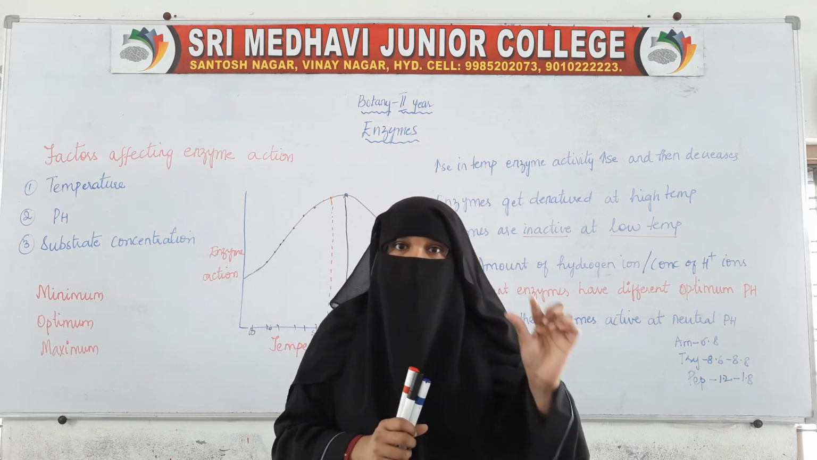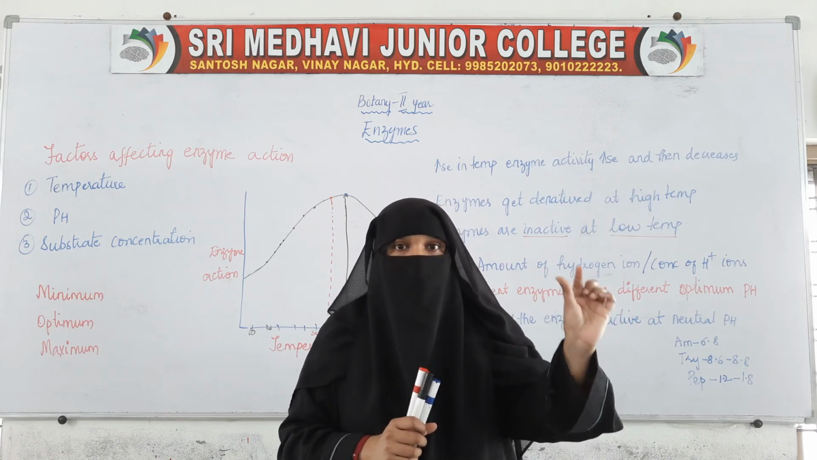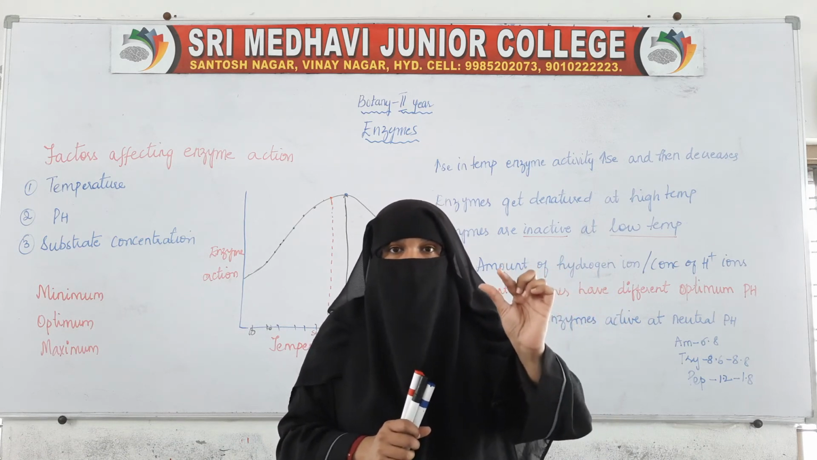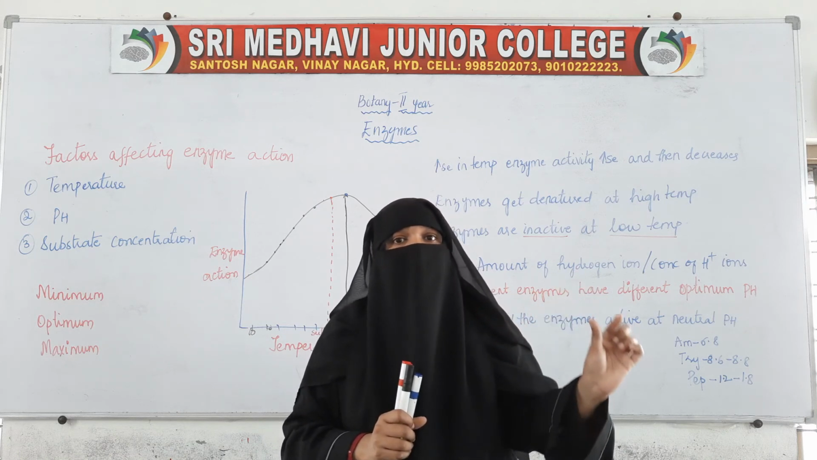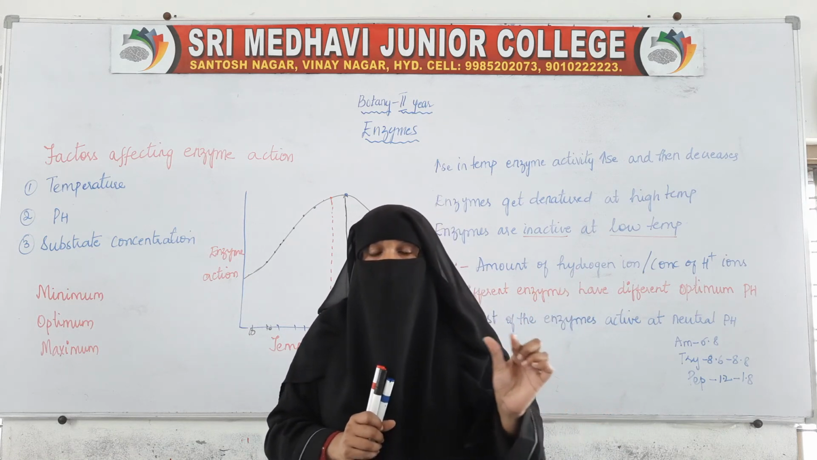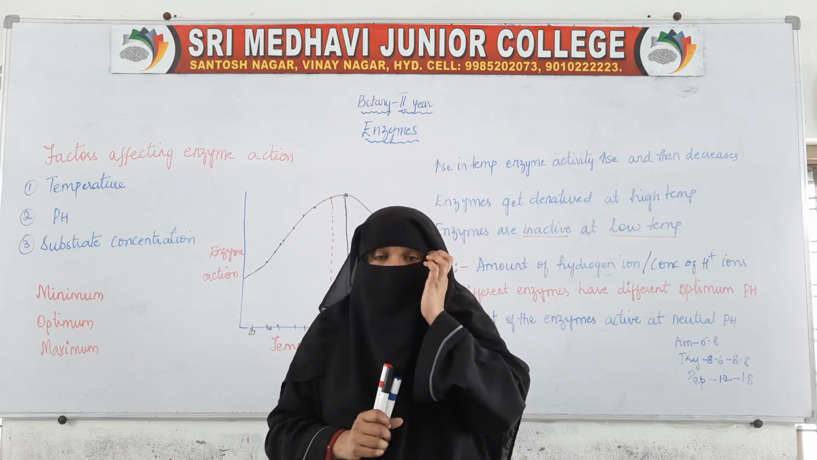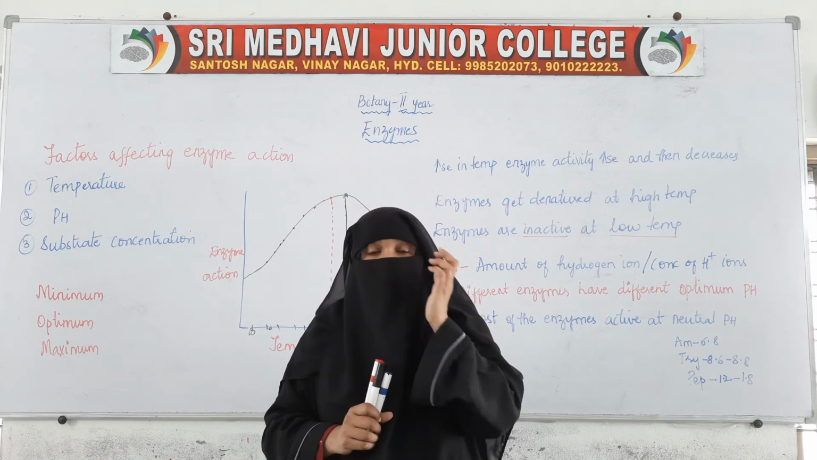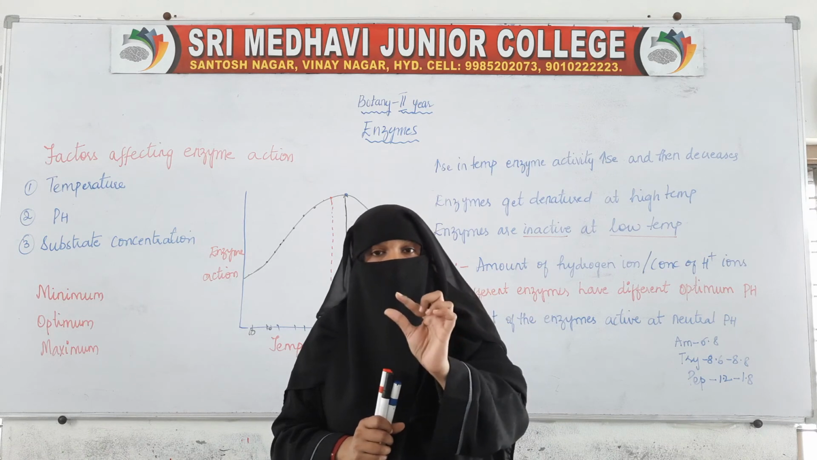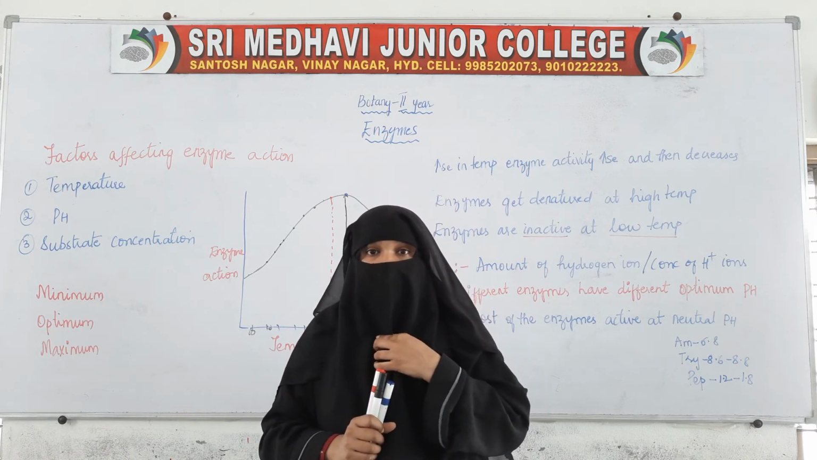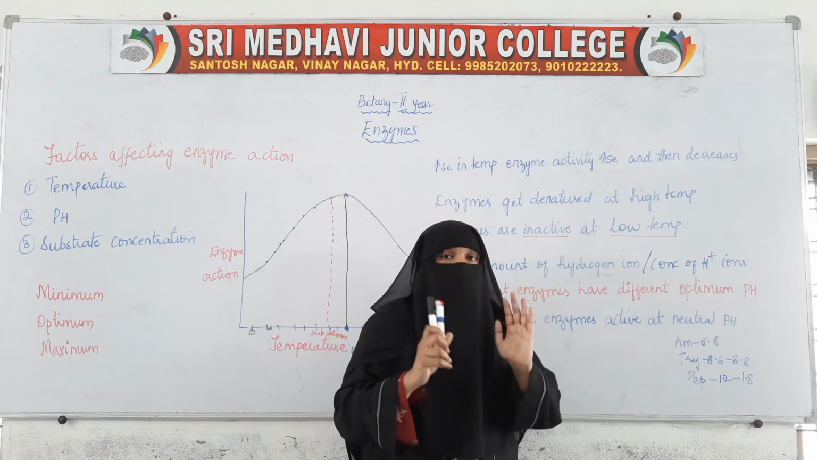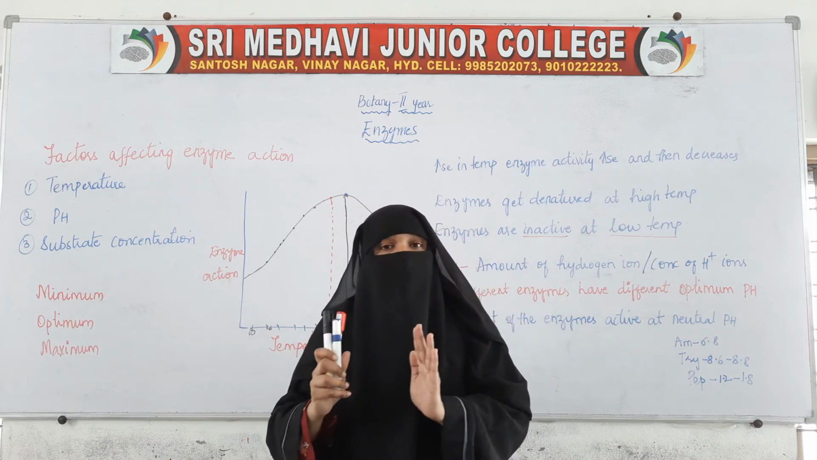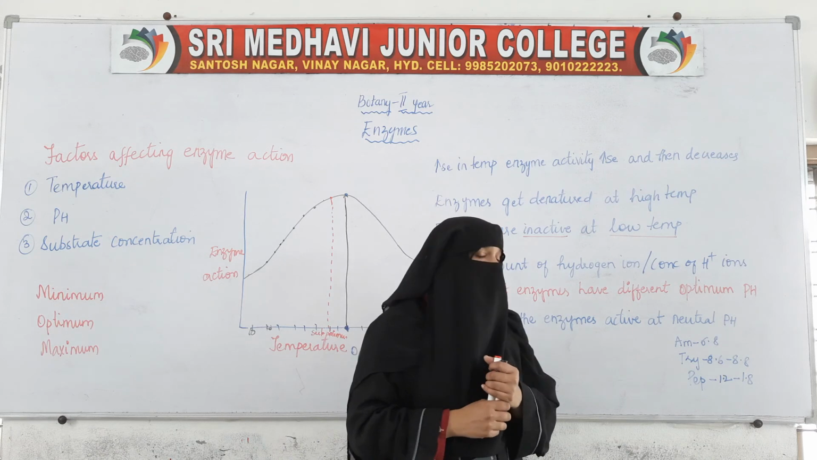Optimum pH is different for different enzymes. For amylase, the optimum pH is near neutral. For pepsin, the optimum pH is acidic, that is 1.6 to 1.8. And for trypsin to work, the optimum pH is slightly basic in nature. So, optimum pH will be different for different enzymes.